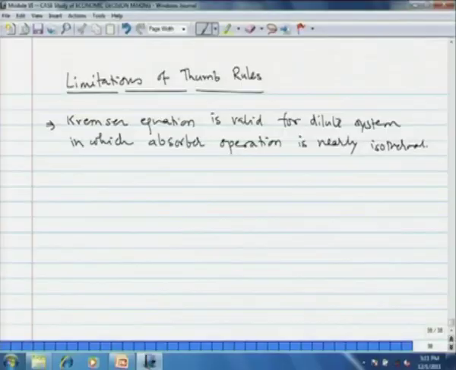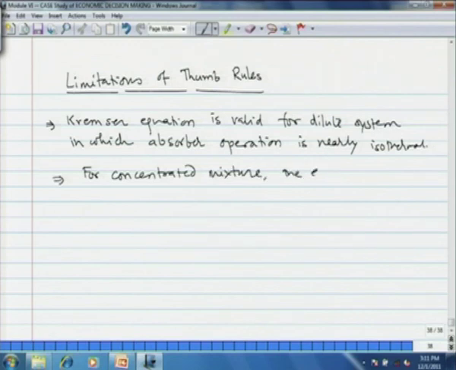If the amount of solute is large, then the temperature of the solvent increases as the liquid flows down the absorber, and then the equilibrium characteristics also change. In that case, the equilibrium curve is not likely to be a straight line as in the case of Kremser's equation. So, that point we note, that for concentrated mixtures, the equilibrium curve may not be a line.